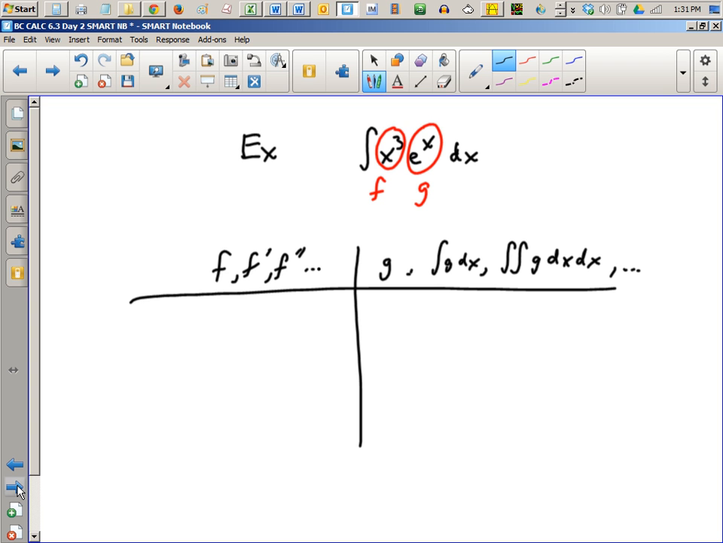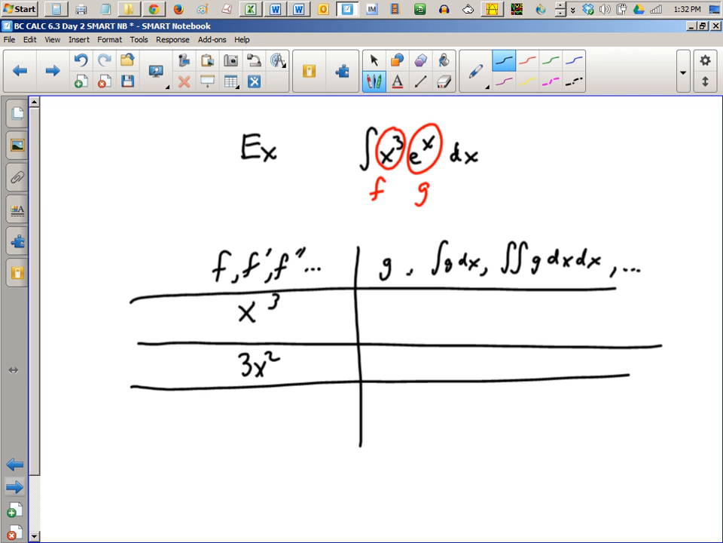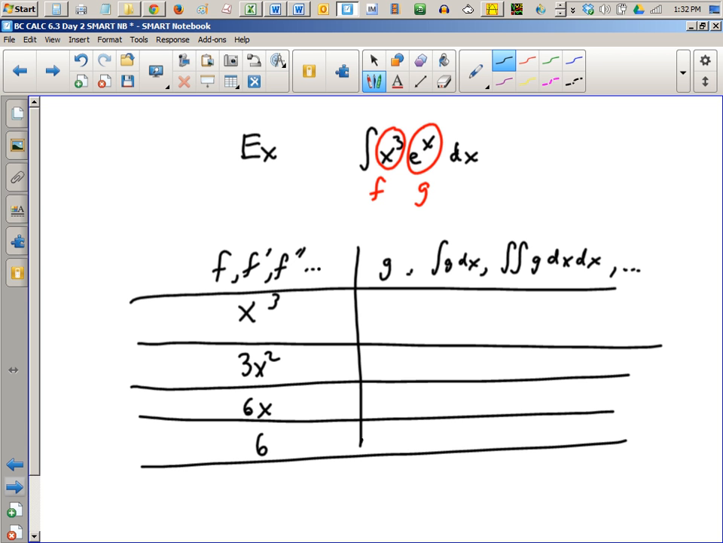So just think of the derivatives of x cubed. What do we got? What's first? 3x squared, and then 6x, and then 6, and then don't forget to do the 0 case, okay? Now let's do our g. This one is the same as the last problem. It's e to the x, e to the x, e to the x, and so on.